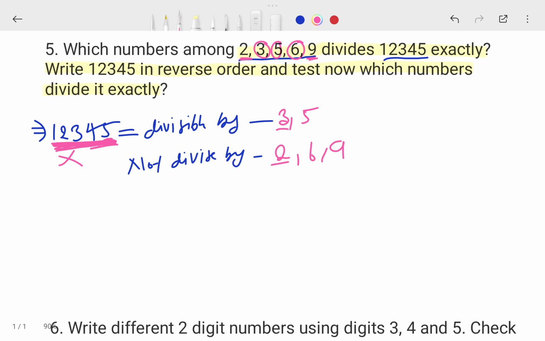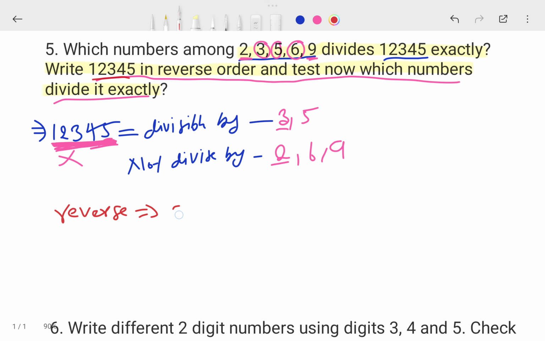Now this is telling us to write this number in reverse and check which numbers it is divisible by. So we have to take this number in reverse order and check. When I reverse this number, 1, 2, 3, 4, 5, it's going to be 5, 4, 3, 2, 1.